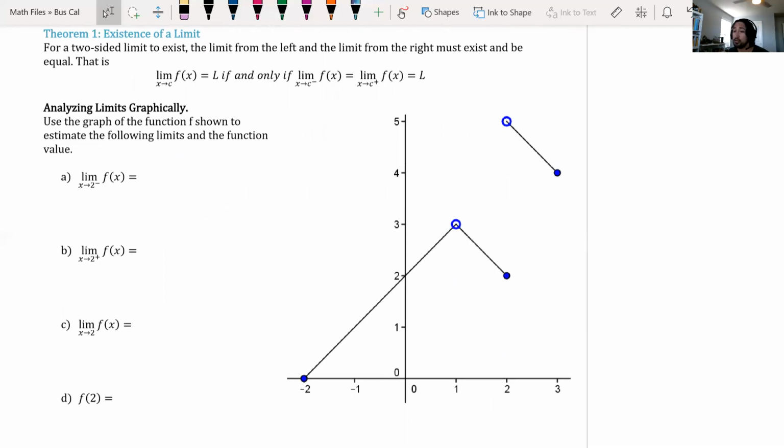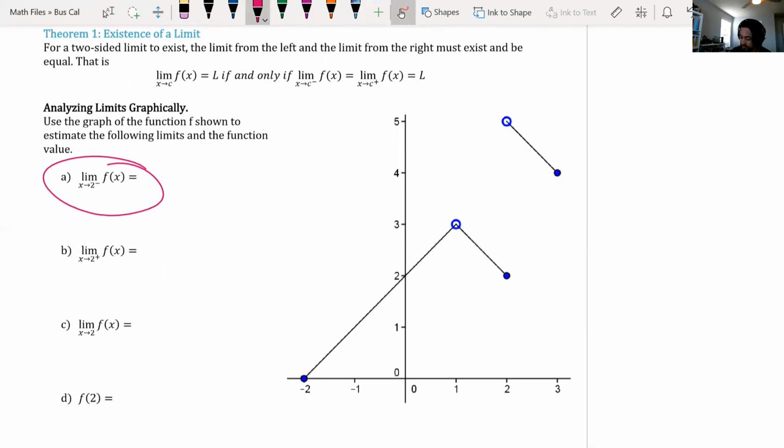Okay. Now on this next example, all this wants us to do is learn how to apply limits to a graph. So it's asking us to apply the limit and give it an output. Give the limit as we approach some value of x. So we're going to start with A. And A says, what is the limit as x approaches 2 from the left?